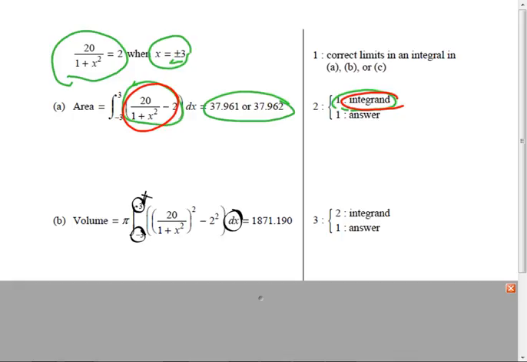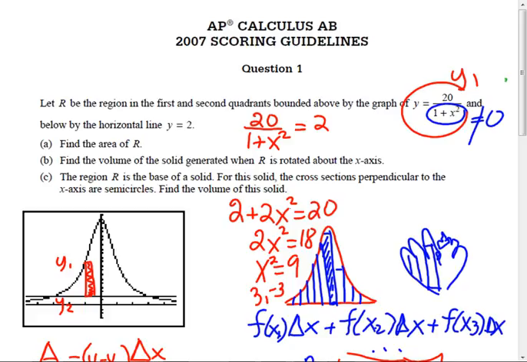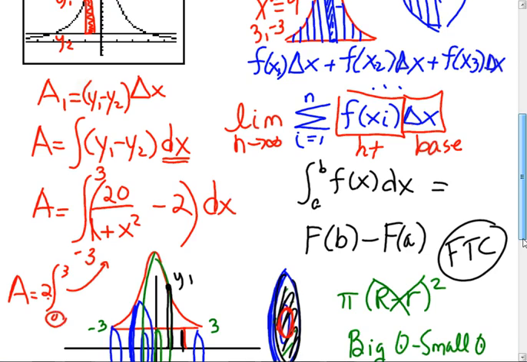Okay, ready? I graded the BC one of this version of this, but anyway. Matt, did you get your question answered back there? Yes. Okay. The region R is the base of a solid. Now this one's tough for me to draw.